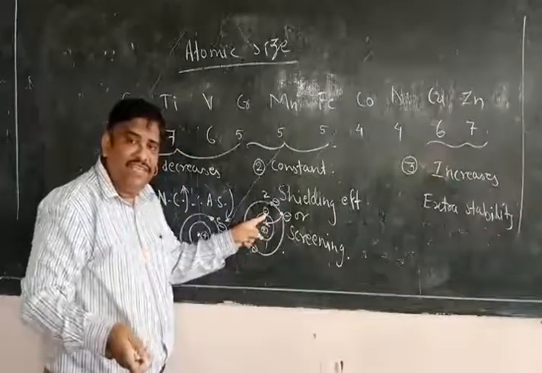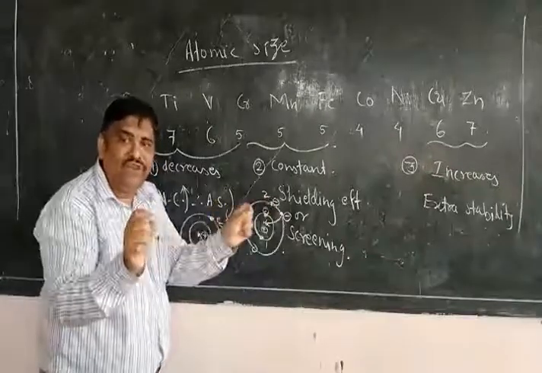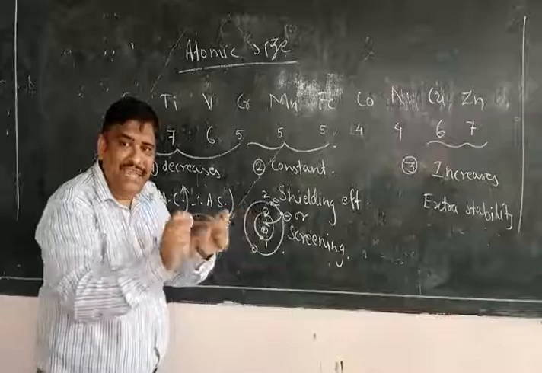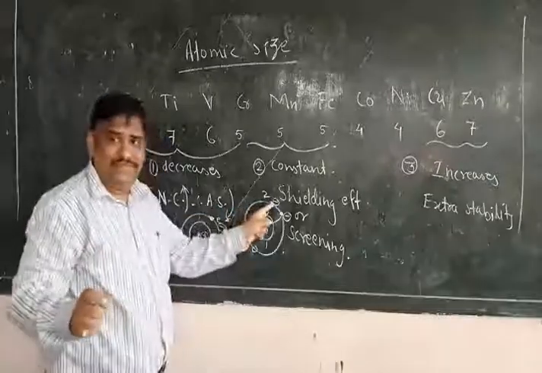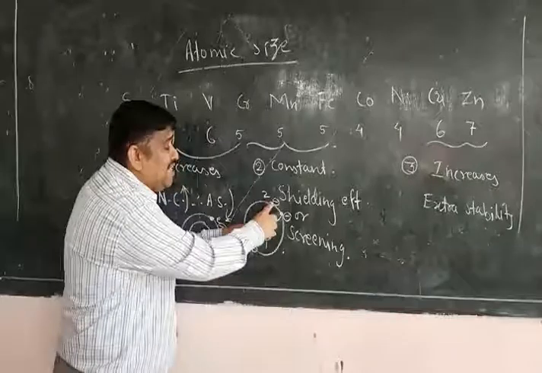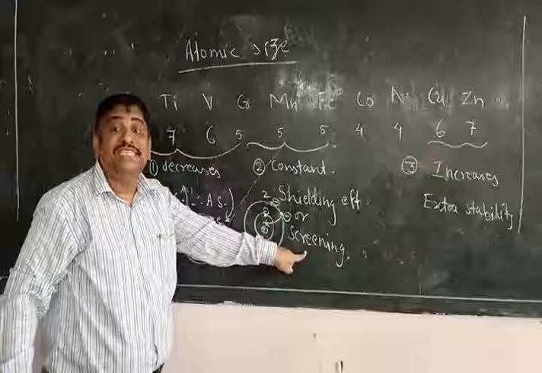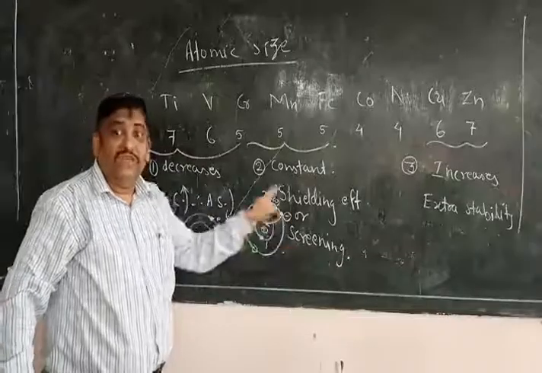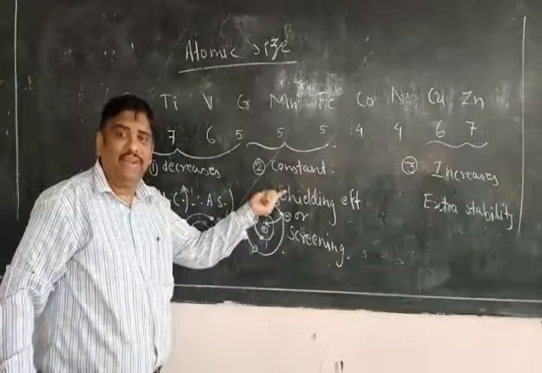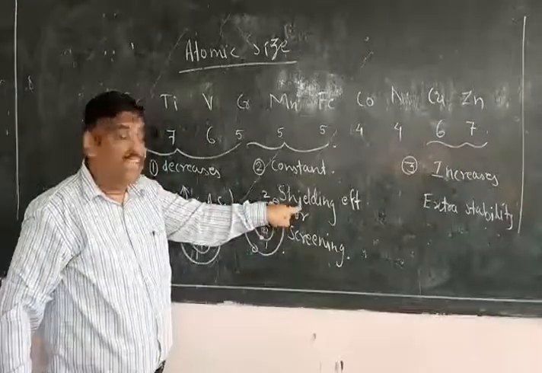The inner electron also has a negative charge. The outer electron also has a negative charge. Same charge, like charges, repel. There is a repulsion. So between the nucleus and the added electron, the inner electrons are becoming like a screen here. So the repulsion of the outer electron because of the inner electron is called the screening effect.